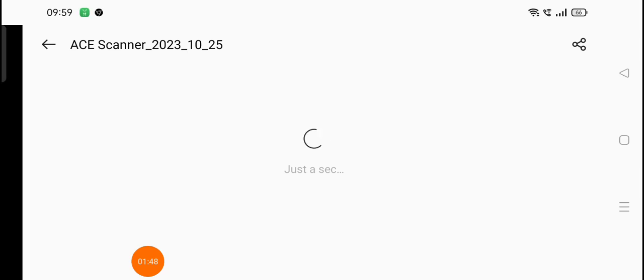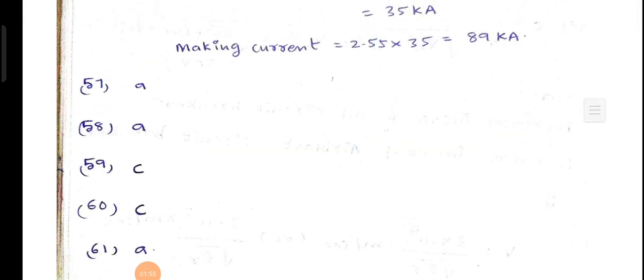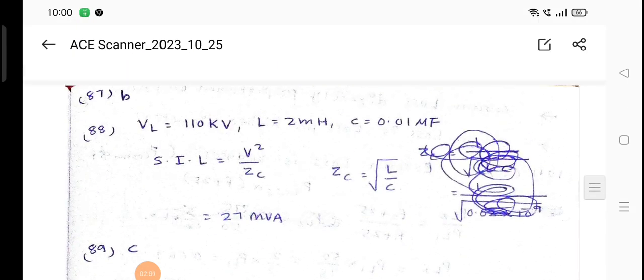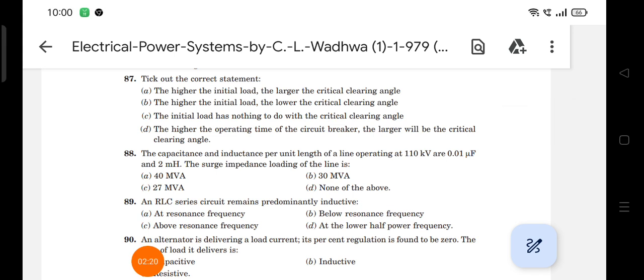Now see here, the line voltage VL is given as 110 kilovolts, the inductance value is 2 millihenry, and the capacitance value is 0.01 microfarad, right? Then surge impedance loading is equal to V square by ZC, where ZC is the square root of L by C. If we simplify this equation, we get 27 MVA as the answer. That means the third option is correct.